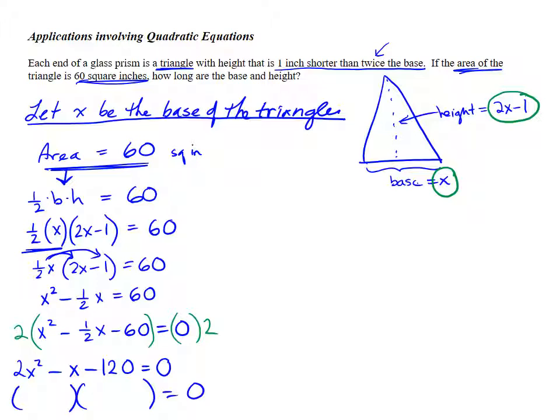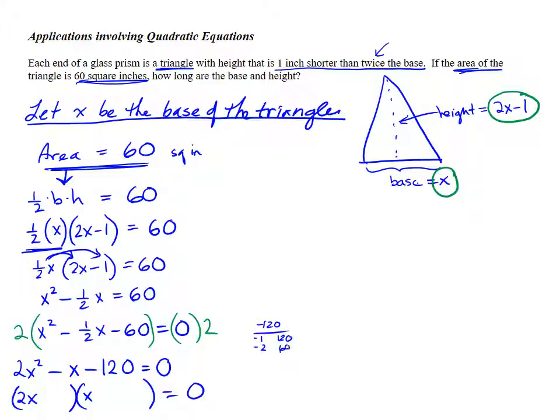I'm going to factor 2x squared to 2x and x. You can use trial and error or the AC method to factor this. I'm going to use the trial and error method here. I started with 2x and x, then I'd factor the negative 120. You could use the AC method. It's really your choice. I used the AC method the last one. It really depends on what you're comfortable with.